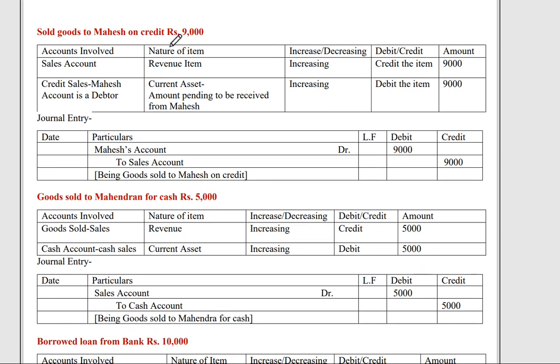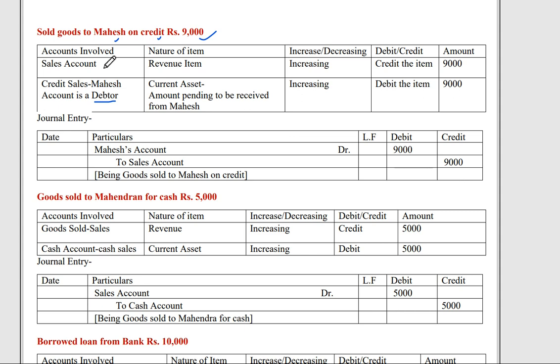Next, sold goods to Mahesh on credit rupees 9000. So now your business has sold some goods to Mr. Mahesh on credit, not on cash. When they specifically say credit, it means this person Mahesh has become a debtor to you, meaning he has to pay the amount of 9000 rupees in future. As of now he has not paid the amount; he is going to pay it in future. He becomes a debtor for you.